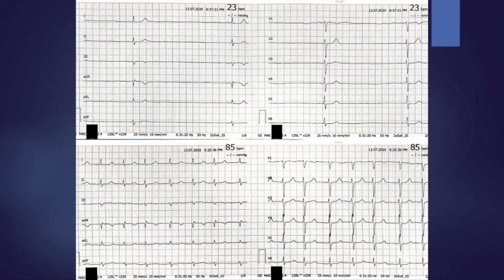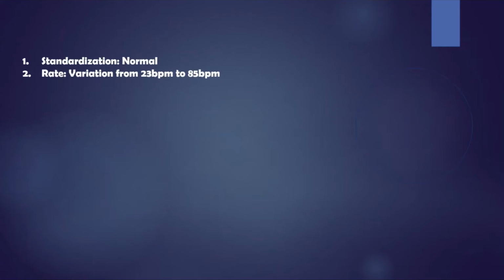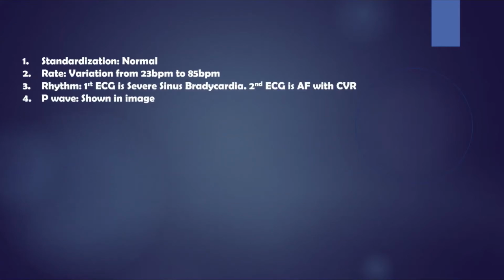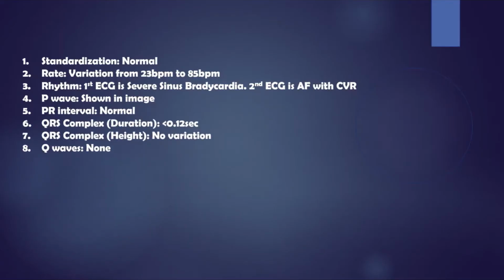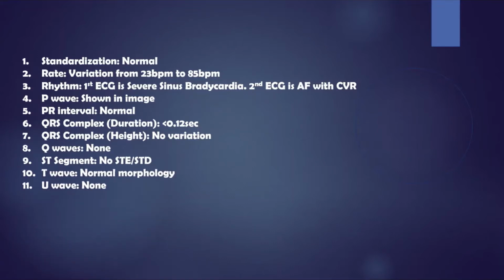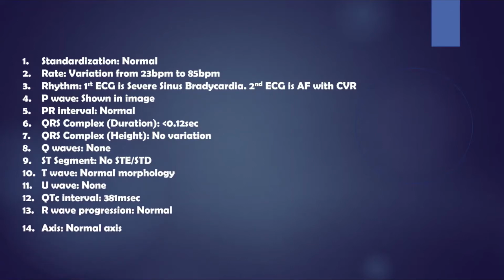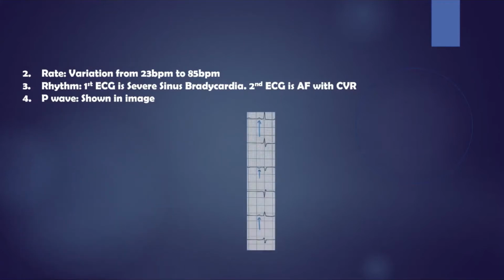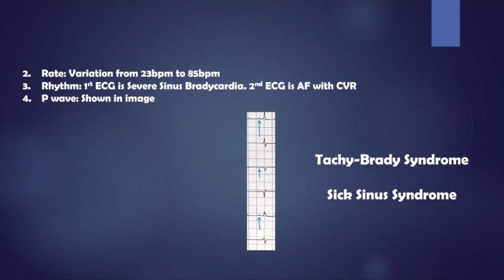This ECG is taken from a person in his 70s. Both ECGs are taken only 10 seconds apart. So variation of rate from severe bradycardia to normal rate. So we're going to go through all the 14 things that we know that we need to look for in an ECG. And then we're going to focus on the most important things. You can see the P waves here in the first ECG. So this was a sick sinus syndrome.